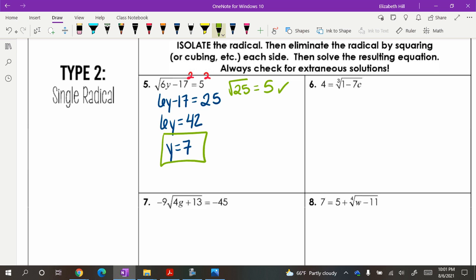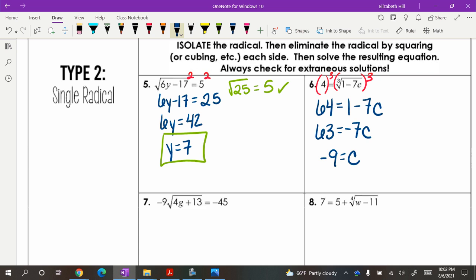Number 6, my radical is already isolated. I'm taking a cubed root, so that just means I need to take the cube of both sides. So 4 to the third power is 64. So 64 is equal to 1 minus 7c. So I'm going to subtract 1, so 63 equals negative 7c. And 63 divided by negative 7 would give us negative 9 for our value of c.